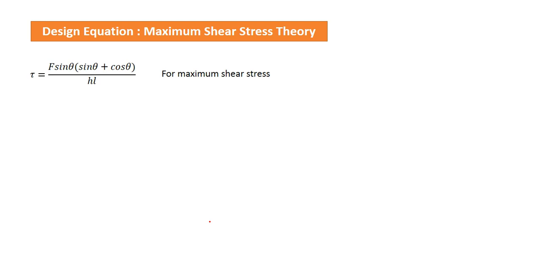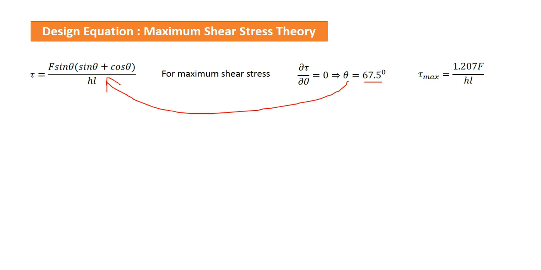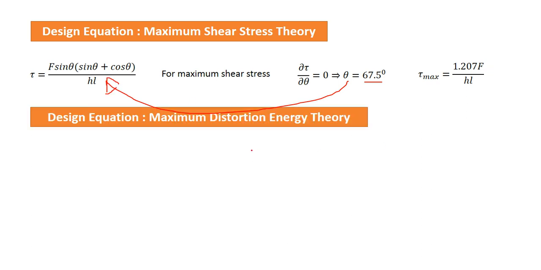If I use the maximum shear stress theory, then tau will be maximum when d tau by d theta is 0. If we differentiate this equation and equate it to 0, I will get theta as 67.5 degrees, and if I substitute back this 67.5 degrees, we get tau maximum as 1.27, and so on.